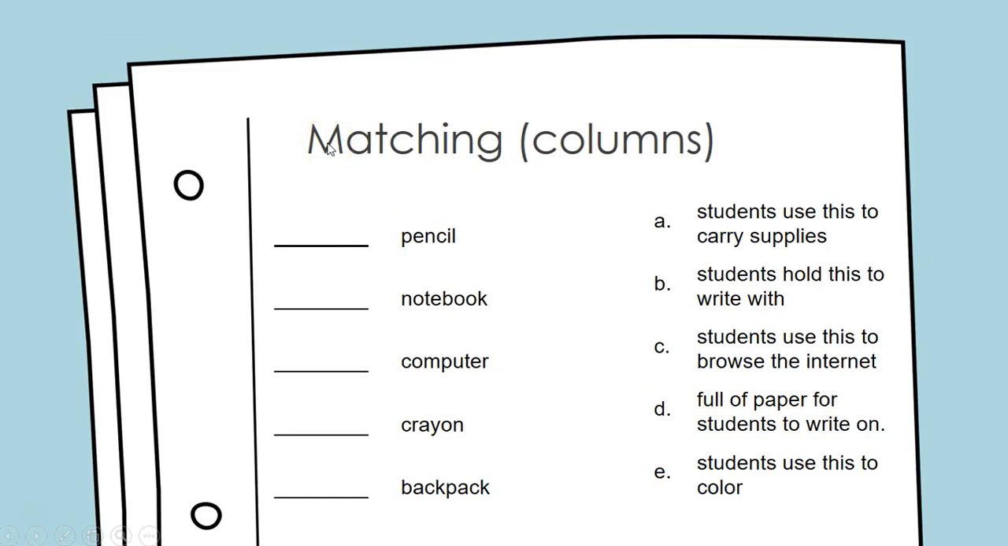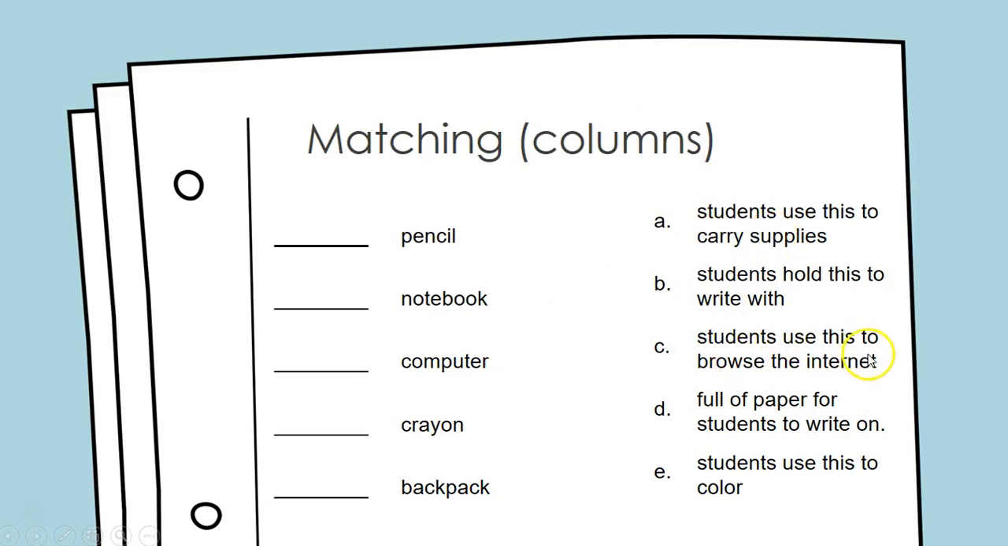But more often than not, matching from column A to column B looks like a lot of words. So, example, you have a vocabulary word column here, and you have a definitions column here. And so you as a student would have to read pencil. Which one of these, A, B, C, D, or E, describes a pencil? Do students use this to carry supplies? So do students use a pencil to carry supplies? Do they hold this to write with? That sounds right. But again, it's probably important to read through all of the possible answers so we know.